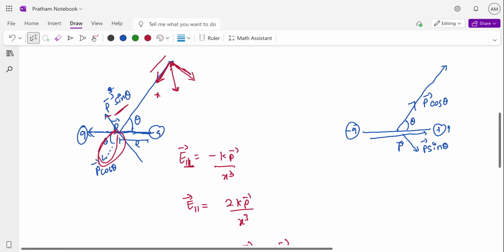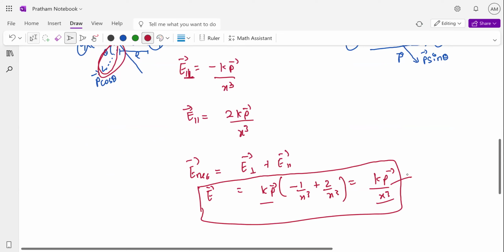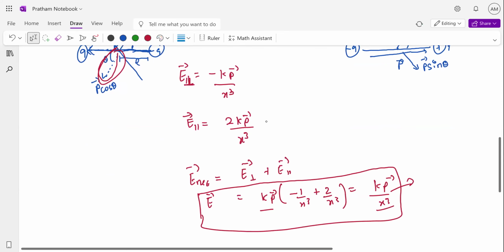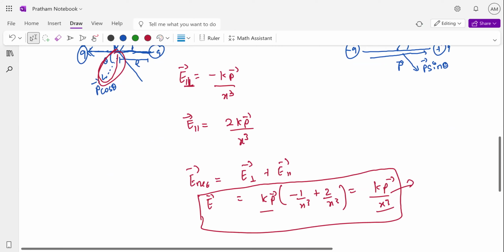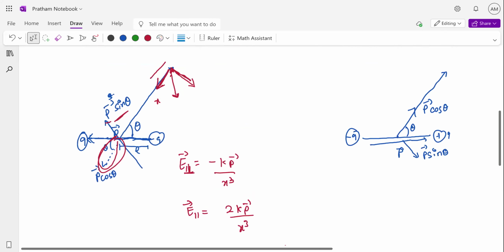All right, so this is what you have got as the direction of the electric field. Okay, this is your final summation of both cases. Clear? Okay, sir. Any doubt? Just take a look at this. No, sir. Okay, if I ask you what is the magnitude, what will you say? Kp by x cube. Kp by x cube. Okay.